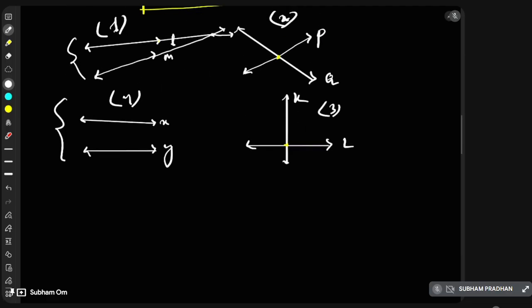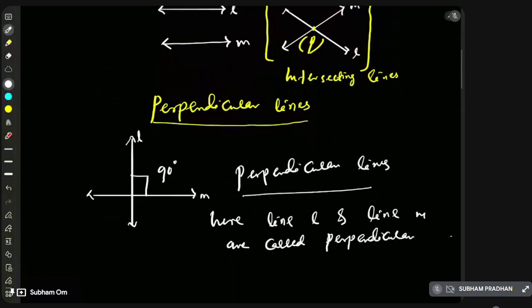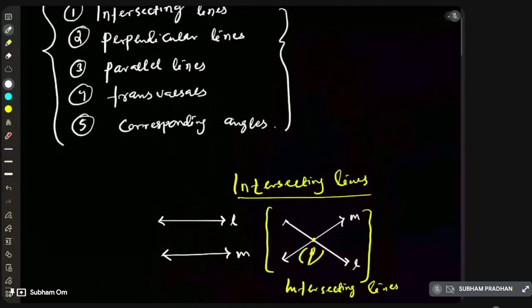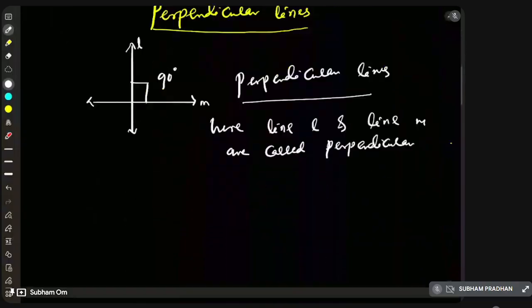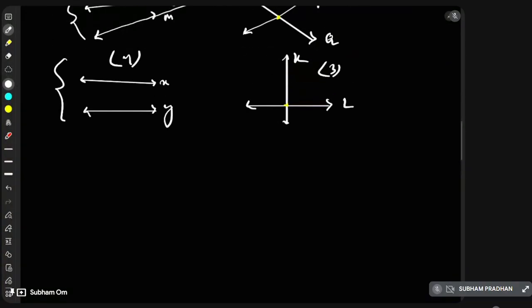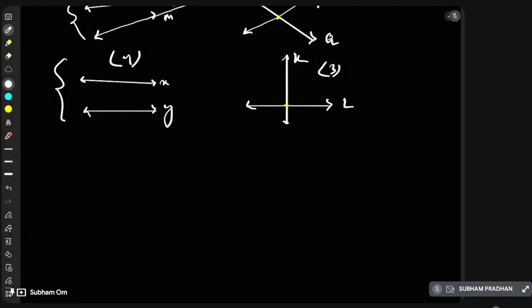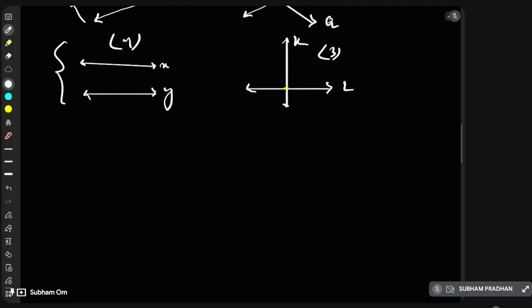Now we will talk about transversals. We talked about parallel lines, intersecting lines, and perpendicular lines. Now we will see what we mean by transversals.